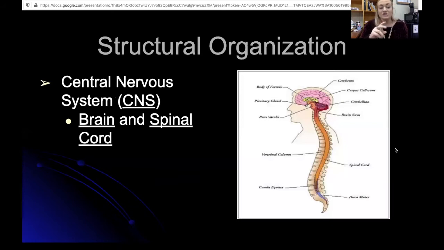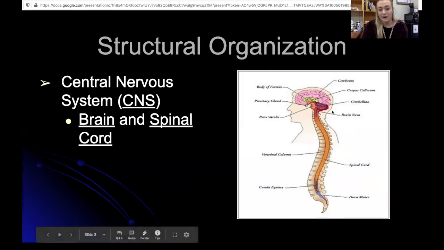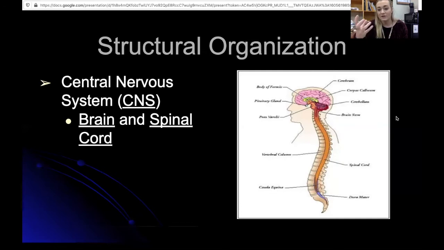So structural organization. We have two components of our nervous system that we're going to talk about. The first one is our central nervous system. So central, you can think of this as the hub of our nervous system. It contains both the brain and the spinal cord. So you can see in this picture here, here is our brain, and then we have our spinal cord that is running through our vertebrae. So those are the center, I guess you can say, for our nervous system. This is the main part of our nervous system that is functioning. So that is our central nervous system.